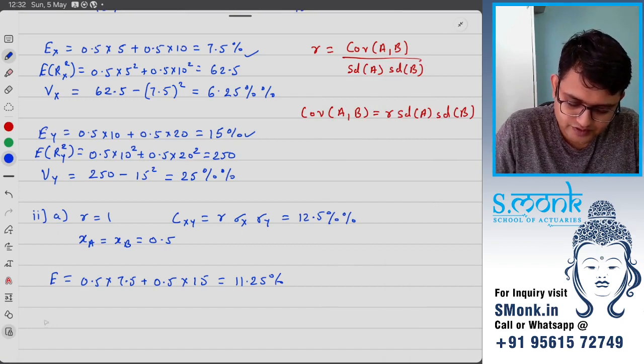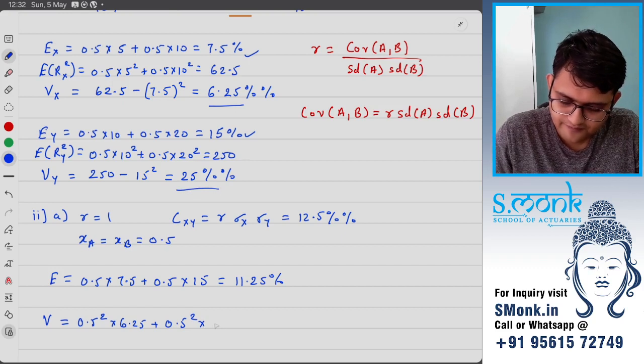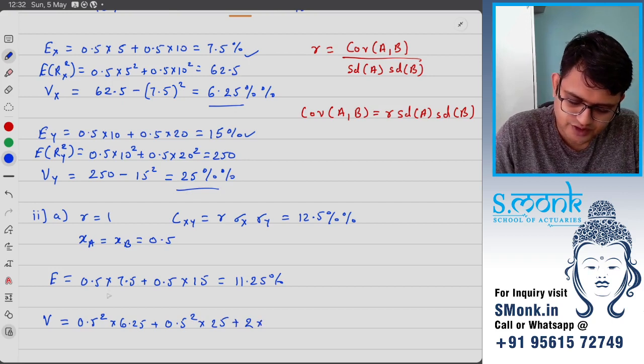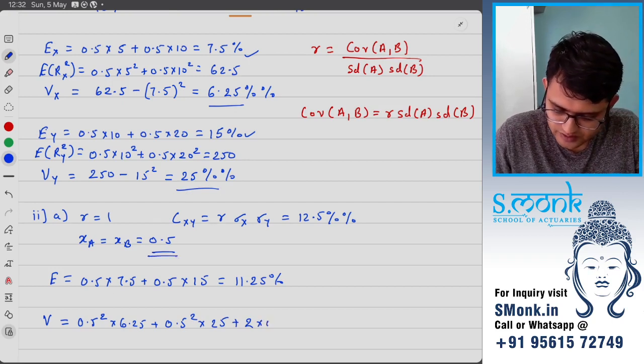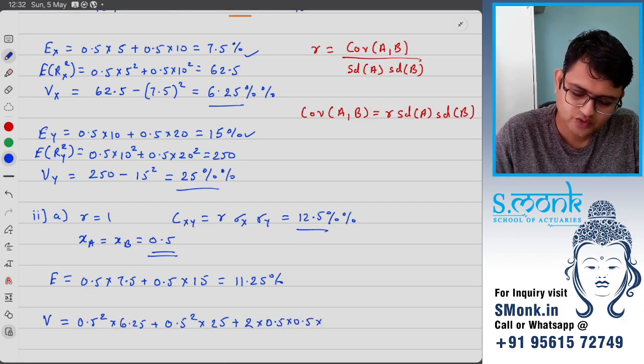What about the variance? V is XA square, so 0.5 square into Vx, plus 0.5 square into Vy, plus 2 times XA XB, and then the covariance.